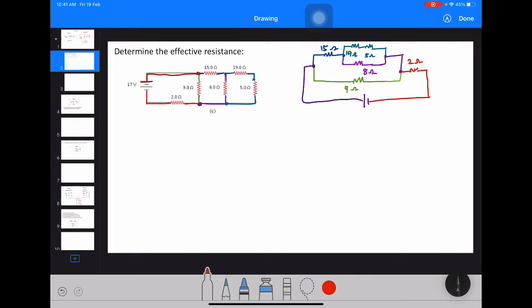The first thing that you need to do is combine the 19 and 5 ohm there, and then after that you can combine this one with 8 ohm. That one is parallel to each other. Once you combine that, you can combine this one with this one, and then that one with that one. And then the last thing, you can combine the whole thing here with that whole thing there.